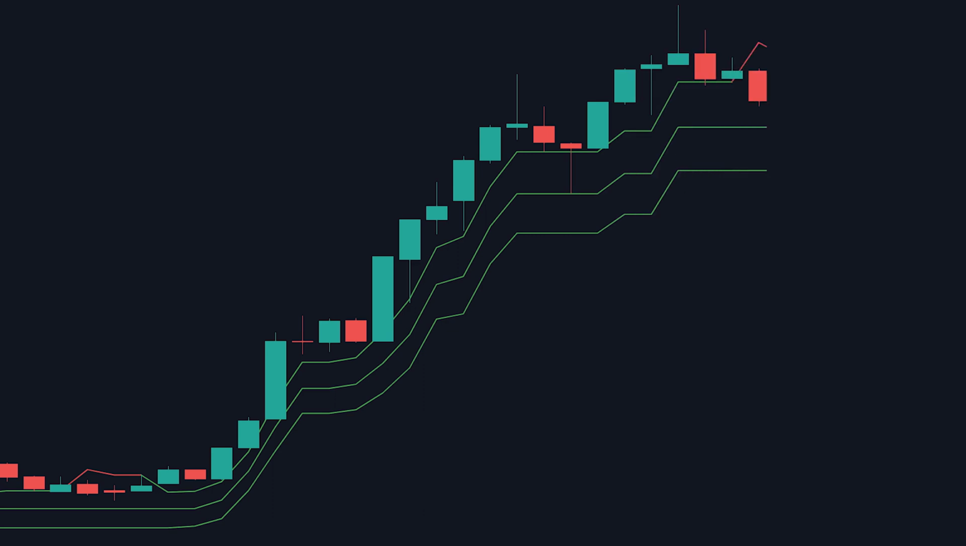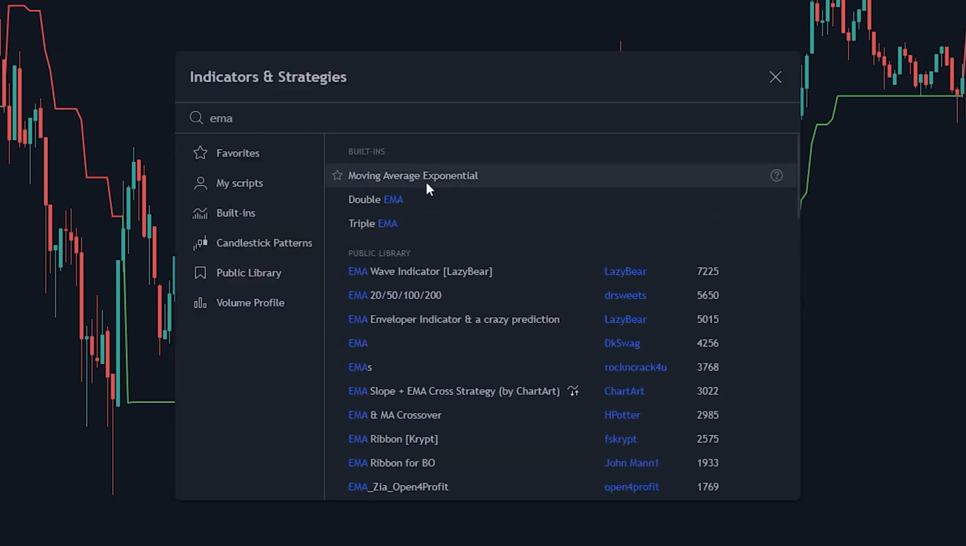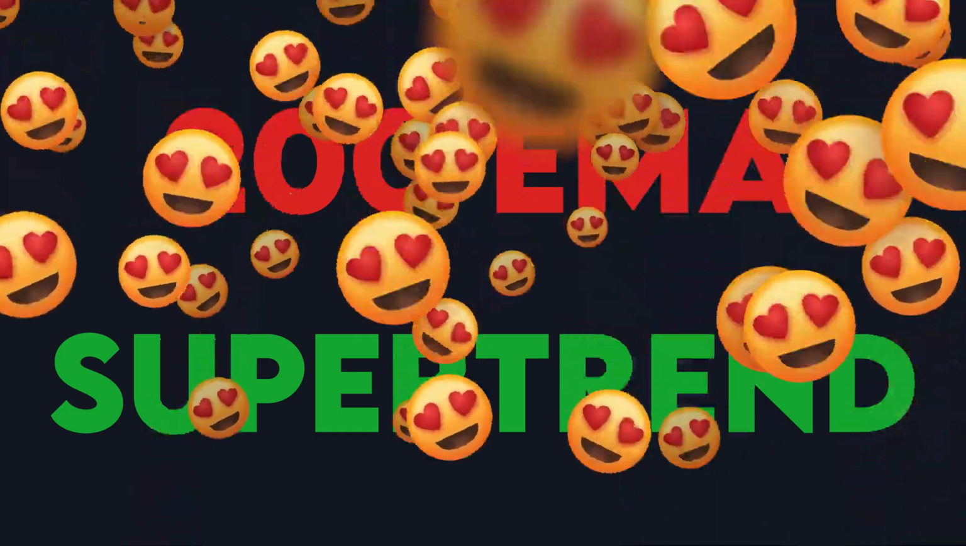Then once one of the lines turn red, we exit the trade. Another strategy we can use is pairing the super trend indicator with the 200-day moving average. Why this strategy is so powerful is because the super trend indicator is very good at finding short-term trends, and the 200-day is good at finding long-term trends.